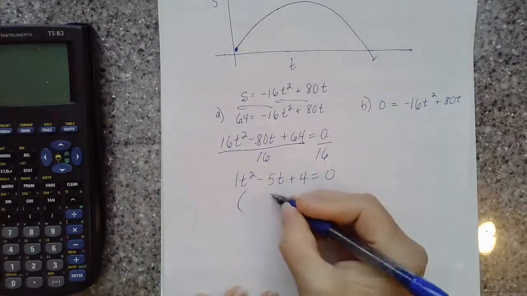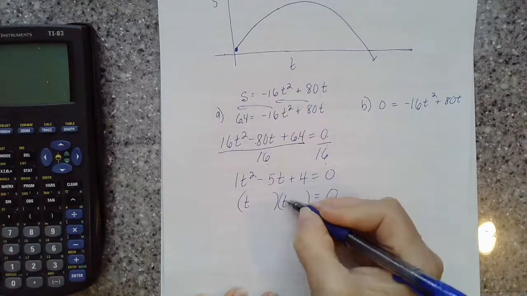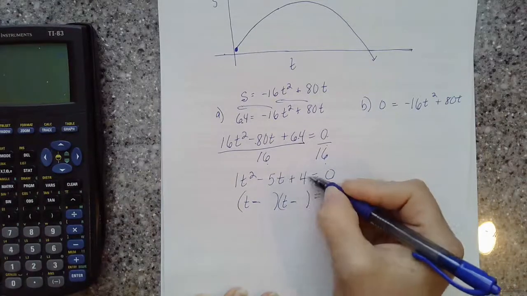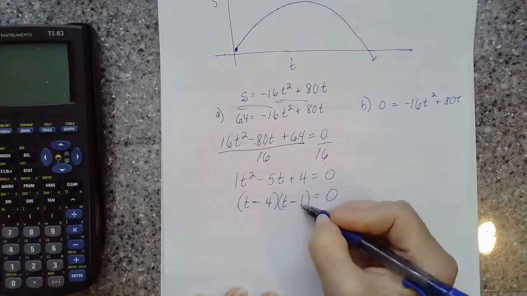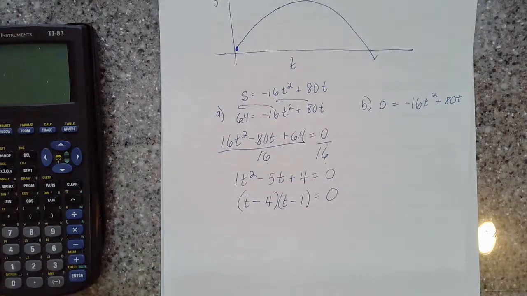This will be t times t to get t squared. Negative times a negative to get a positive on the end. I need 4 times 1. Notice how that's going to work out for me here. Not everything is factorable, by the way. If this would have been a 7 in the middle, I could not have got this to work out, and I would have had to have used the formula. But this one worked out nicely.